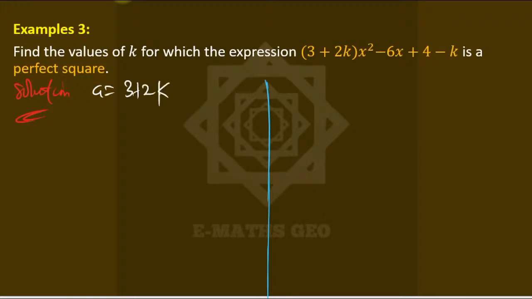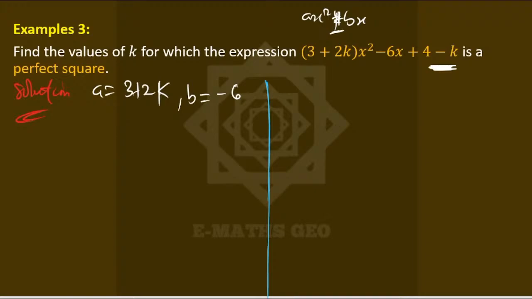That's the coefficient of x squared. B is minus 6. Yes, coefficient of x. C is now 4 minus k, which is what we will now add. Yes, remember, a quadratic expression is always ax squared plus or minus bx. So the one they added already now is 4 minus k. So we are not saying, let's just leave it.